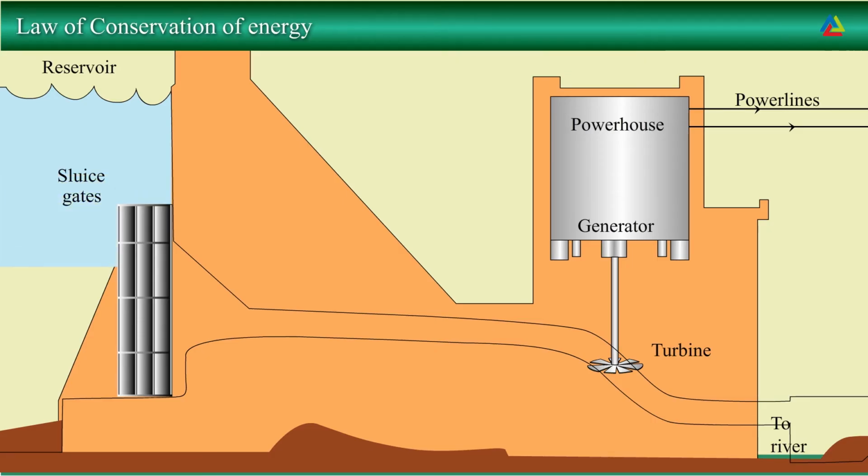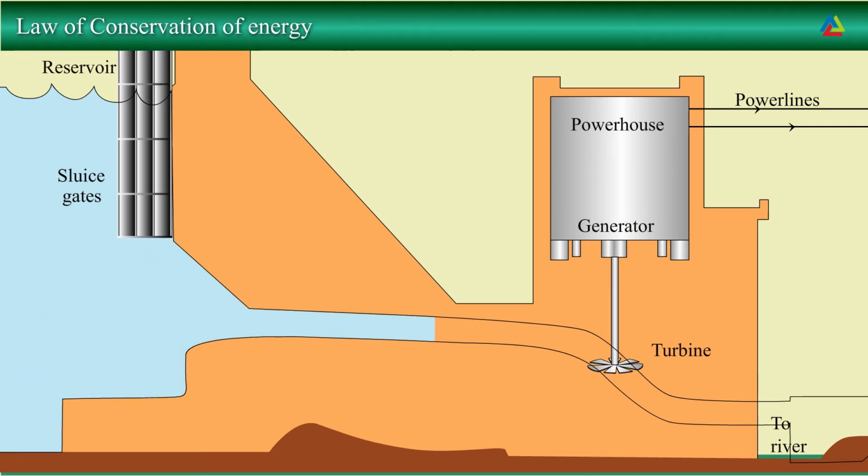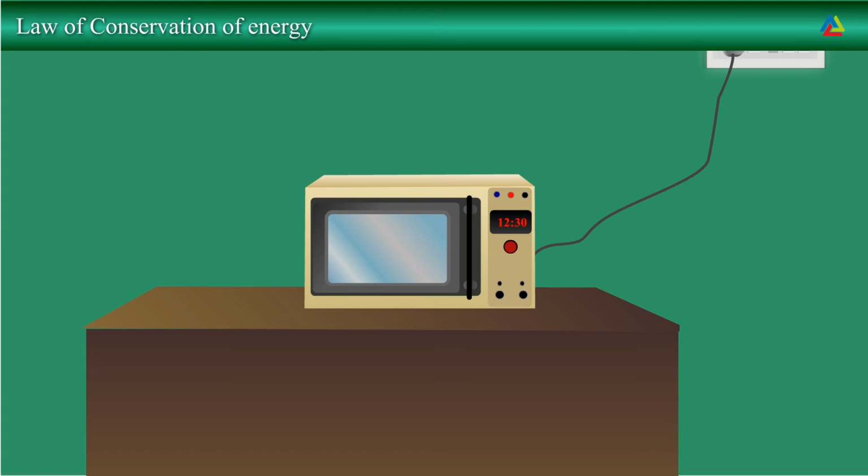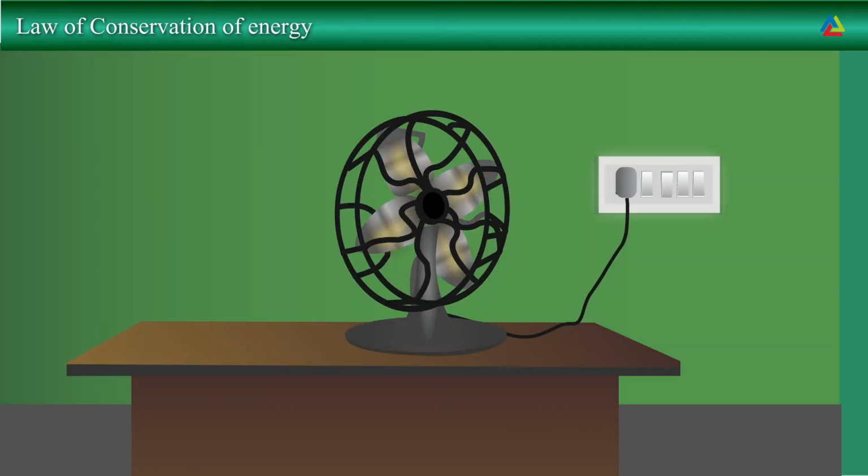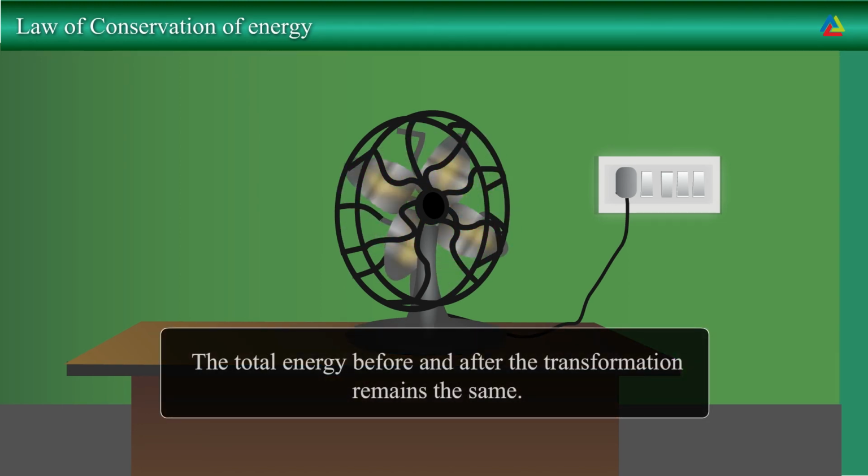Energy can be changed from one form to another. Whenever energy gets transformed, the total energy remains unchanged. You mean that when we cook food in a microwave, the total electrical energy used is converted to heat energy? Yes. Similarly, when a table fan is used, the total electrical energy used is converted into mechanical energy. Does this energy never get used up? No. Energy can neither be created nor be destroyed, but can change its form. The total energy before and after the transformation remains the same.